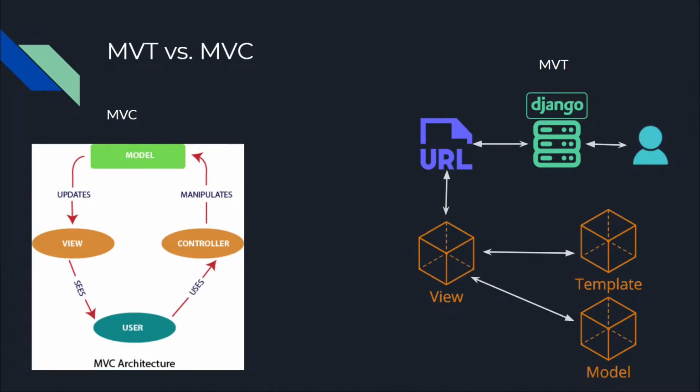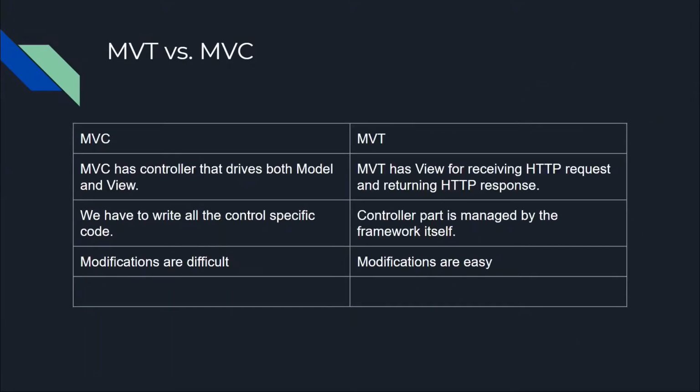For MVT, the user makes a request for a resource to Django. Django works as a controller and checks for the available resource in the URL. If the URL maps, a view is called that interacts with the model and template. It renders a template. Django responds back to the user and sends a template as a response. Let's compare the differences between the two design patterns. MVC has a controller that drives both model and view. MVT has a view for receiving HTTP requests and returning HTTP responses.